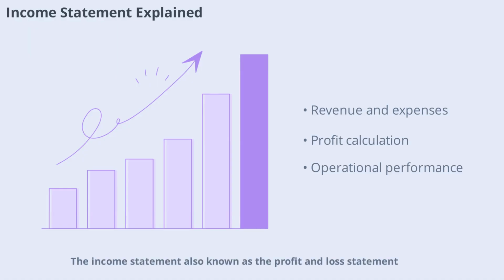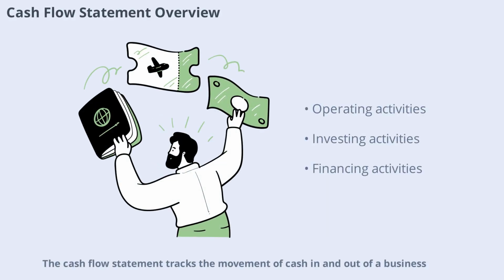The income statement, also known as the profit and loss statement, summarizes a company's revenues and expenses over a specific period. It reveals whether the business is generating profit or incurring losses. Key components include sales, cost of goods sold, operating expenses, and net income. By examining the income statement, analysts can identify trends in profitability, efficiency, and cost management. This statement is vital for understanding how well a company performs operationally and for making strategic decisions about growth and investment.